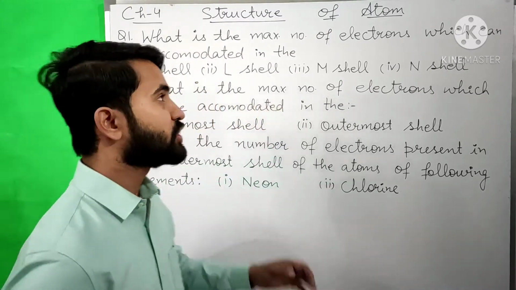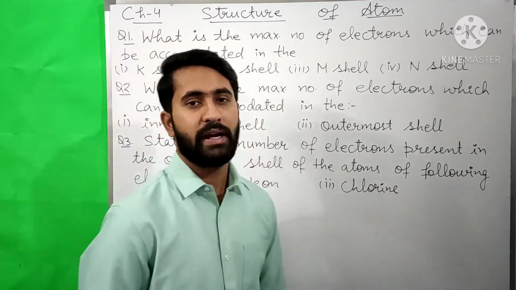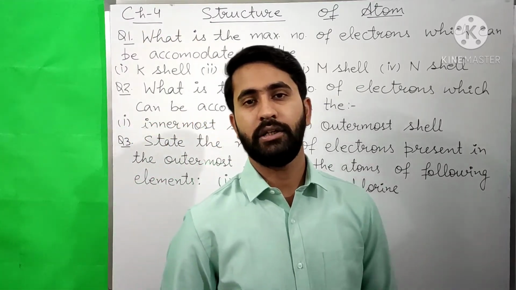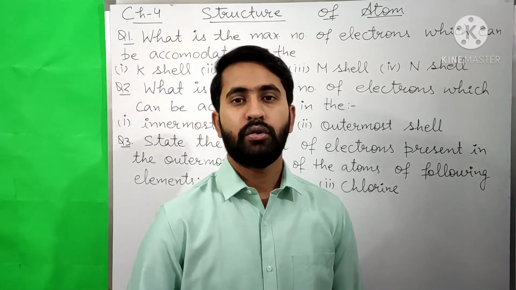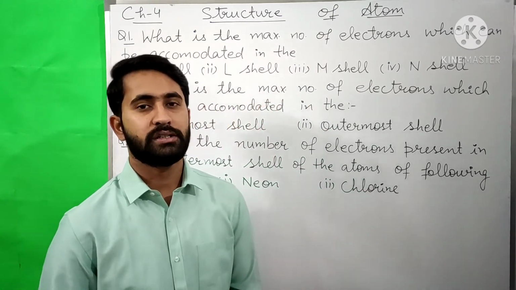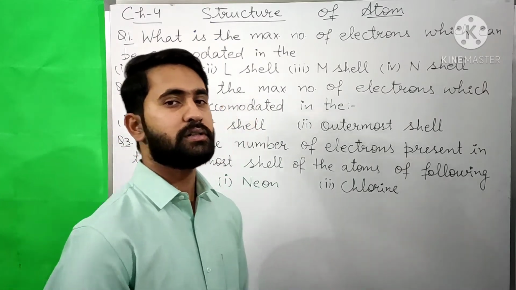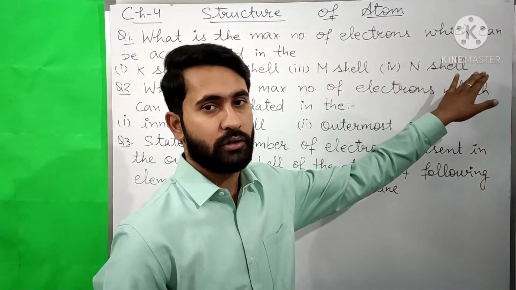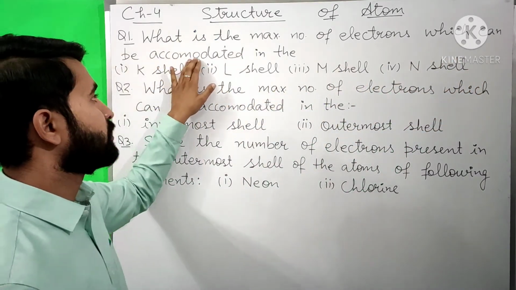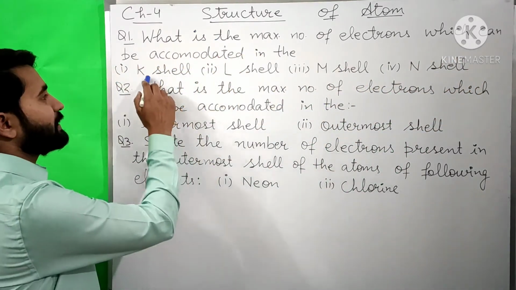We are reading chapter number 4, Structure of Atom. In our previous video, we have read about electronic configuration. Today we will discuss the questions related to the topic. So the first question is, what is the maximum number of electrons which can be accommodated in the K shell?